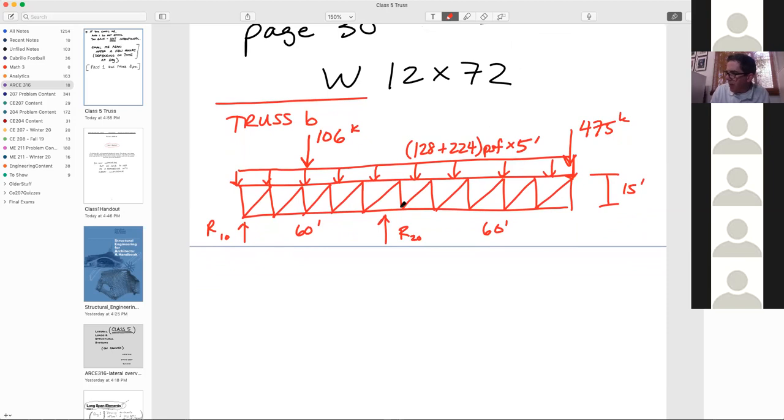So there's our truss, and we've already got a height. And so when we say design a truss, what we're designing is the top and bottom chord.